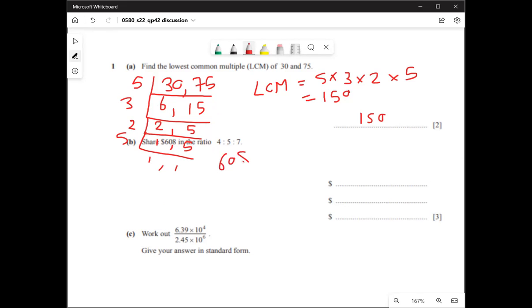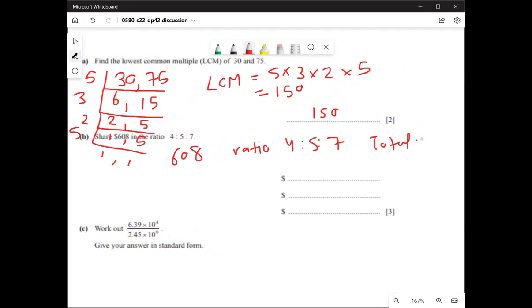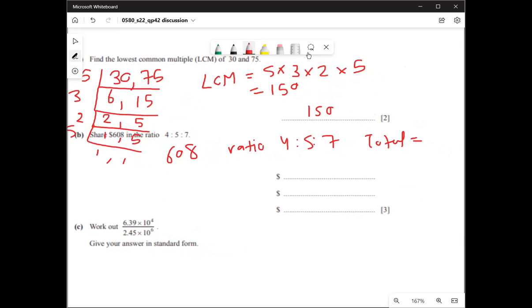Now share 608 in the ratio 4, 5, 7. How do we do this? Add these up. What is the total? 4 plus 5 plus 7.